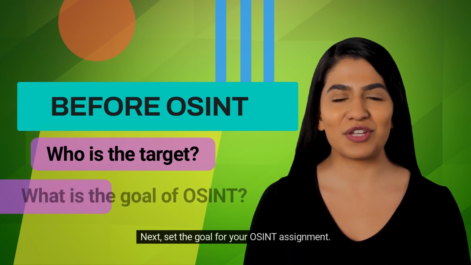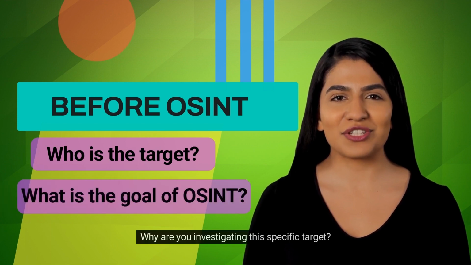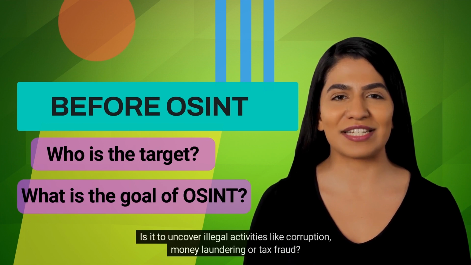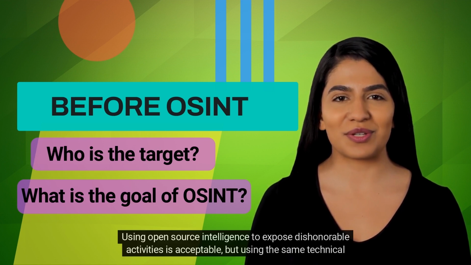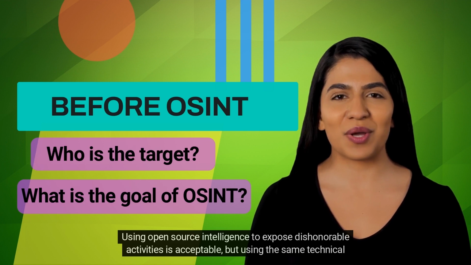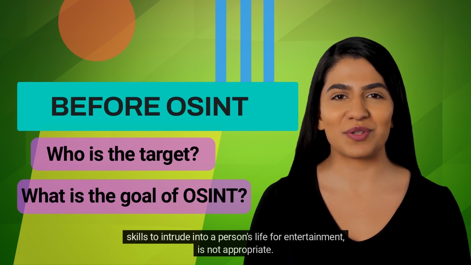Next, set the goal for your OSINT assignment. Why are you investigating this specific target? Is it to uncover illegal activities like corruption, money laundering, or tax fraud? Or to look into a celebrity's life for entertainment? Using open source intelligence to expose dishonorable activities is acceptable, but using the same technical skills to intrude into a person's life for entertainment is not appropriate.